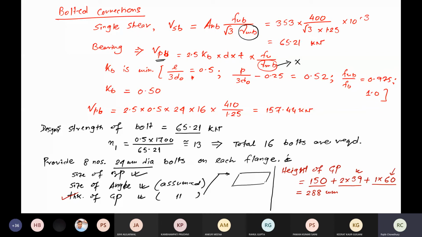The other portion, the length of the gusset plate. The length of the gusset plate, generally in practical sense, we provide the same as the length of the base plate. So that means it is 410 mm. Okay, so this ends your entire calculation.